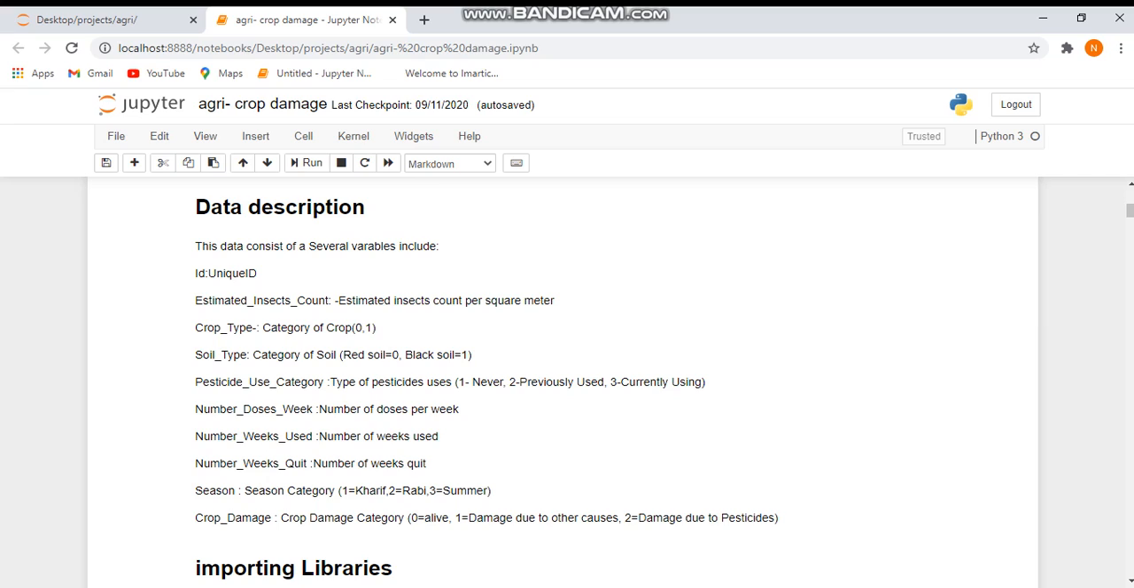And next is crop damage, which is the final output. Based on all these features we have the final output: 0 means alive, 1 is damage due to other reasons, 2 is damage due to pesticides. Actually it is a Kaggle dataset, so I don't need to clean the dataset. It is already a well cleaned dataset, but if there are any mistakes, we can try to clean that.